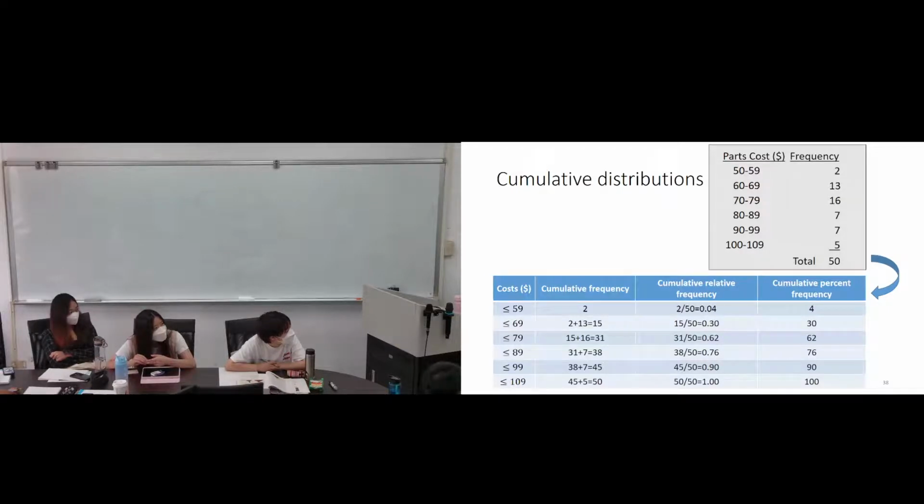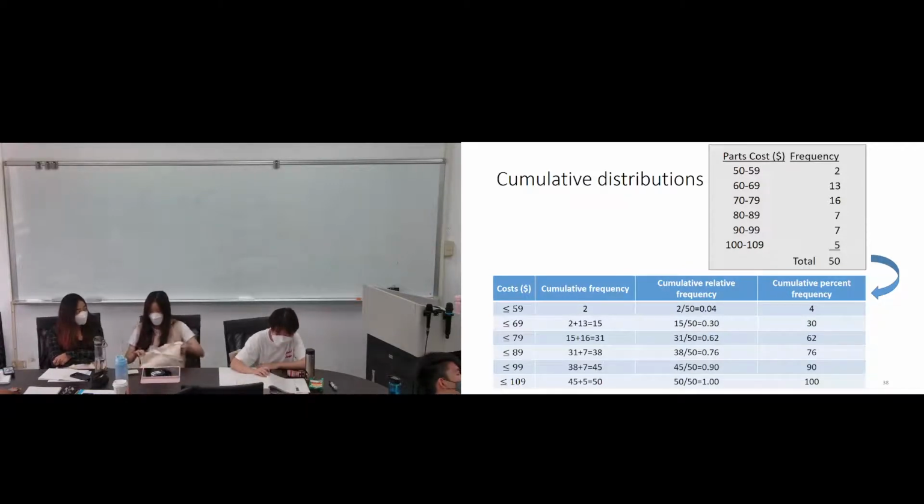Should be 2, also 13, 16, and 7. We add them up. That's 38. That's the cumulative frequency for this entry, lower than or equal to $89, which is 38. And then we divide it by 50. 0.76, which is 76%.